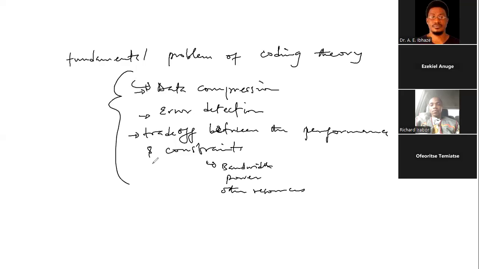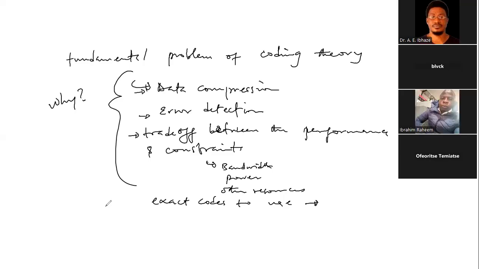Why all this? So the fundamental question is why? And that is the problem. For us to be able to get the exact codes to use, we're looking at efficient and effective codes, right? So yes, that's part of it. So why do we need efficient codes? Because of limited channel capacity.